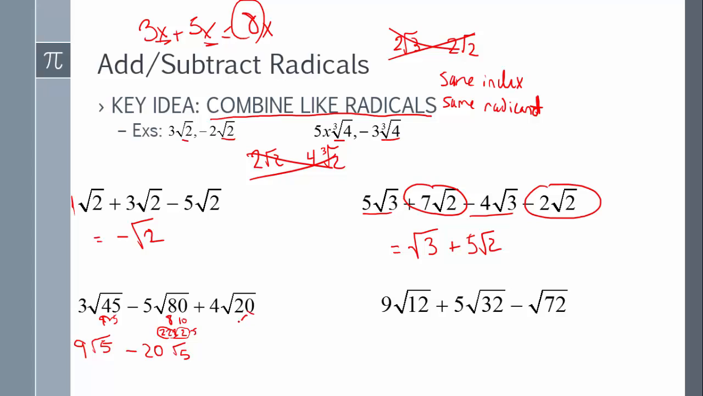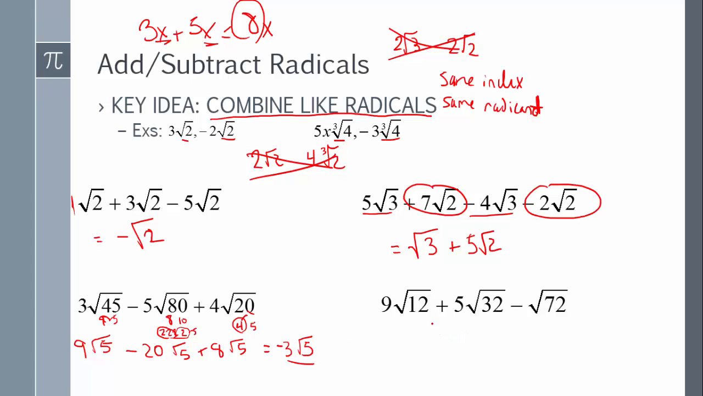And then 4 times the square root of 20. 20 is 4 and 5. There's a pair of 2's here. Multiply them with the 4 that's already there. Gets me 8 root 5. Now look at that. By simplifying all of my individual radicals, I do have a bunch of like radicals now. These all end up being root 5's. So we can combine all our numbers. 9 minus 20 is negative 11. Plus 8 is negative 3 root 5. And that's my answer there.